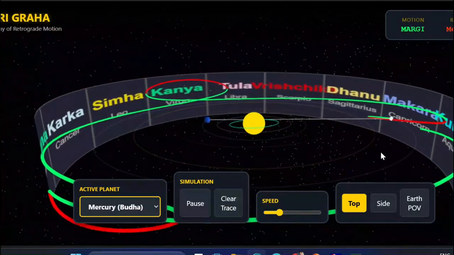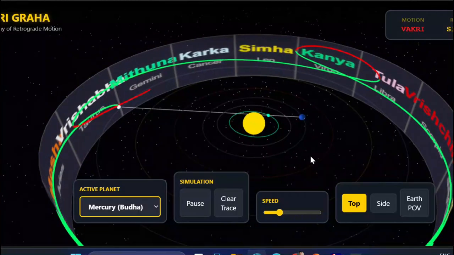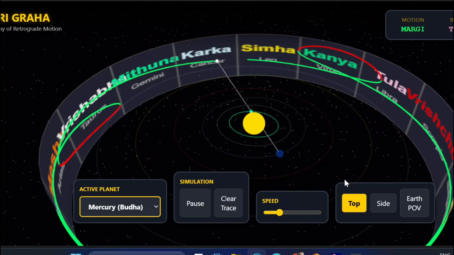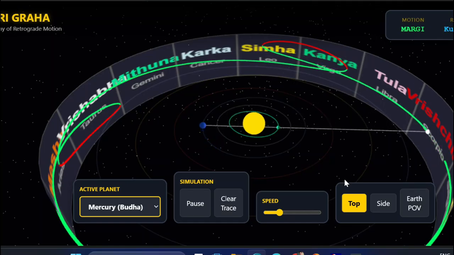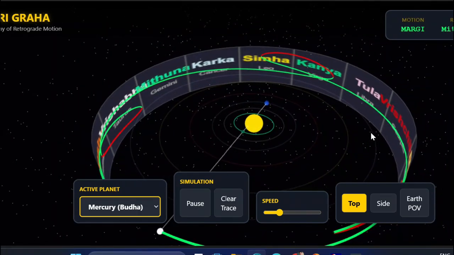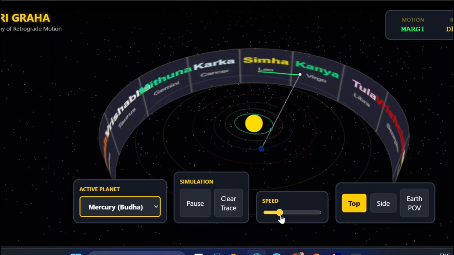See here again, just watch this line, you will understand. Mercury is always moving in the circle. It is not moving here and there, but we are experiencing the motion like this. Just watch it for few seconds. You will understand. Should I slow it down? Let me slow it down. Let me clear the trace and slow it down further.